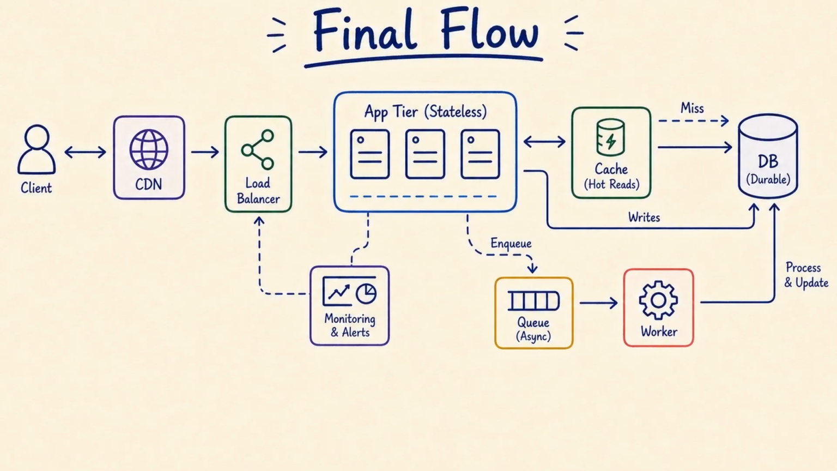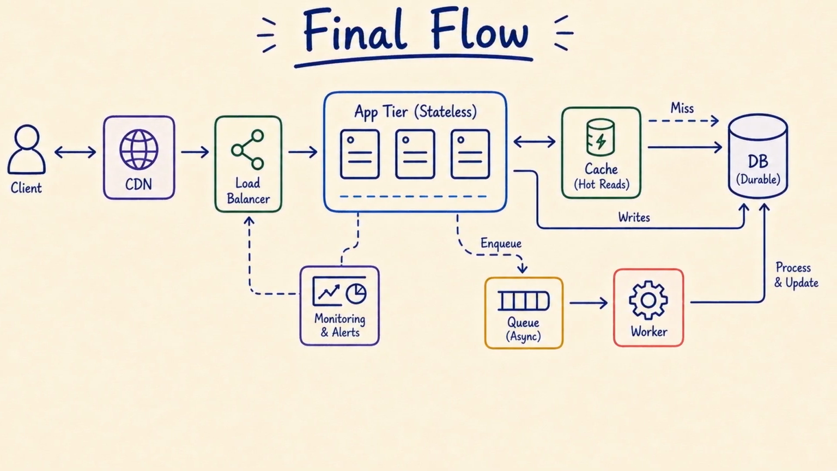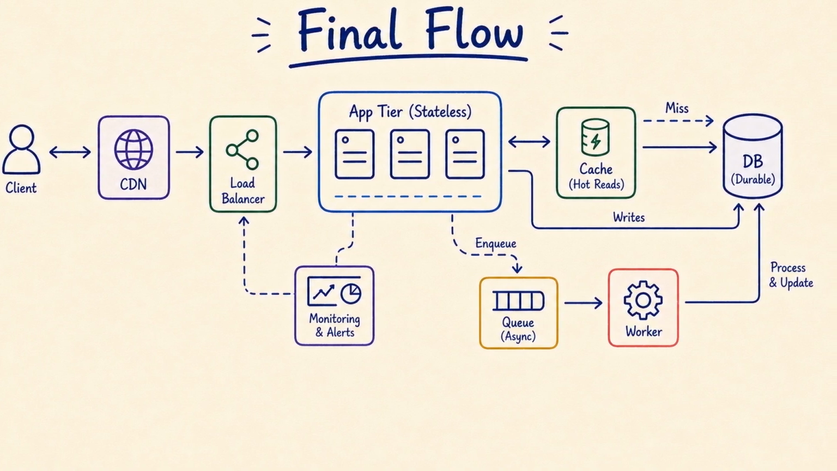So the final architecture story is simple. Trace one request from client to CDN, load balancer, app tier, data layer, and async workers, while showing where scaling decisions are introduced on purpose. That is the version I would be comfortable defending in a serious review.